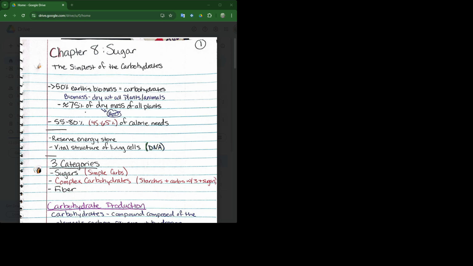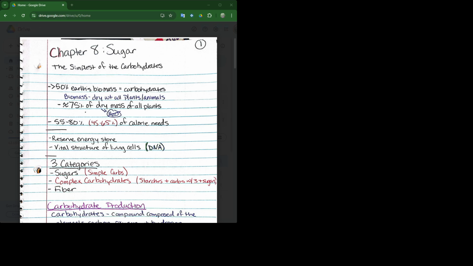50%, greater than 50% of the Earth's biomass equals carbohydrates. Okay, I shorten it where I can. If I have good abbreviations for things, I'll use abbreviations, all right? And then biomass isn't one of our key words, but it gives us a great definition here. And so I'm going to go ahead and write that definition so I understand what biomass is, especially if I did not understand it when I wrote this note.